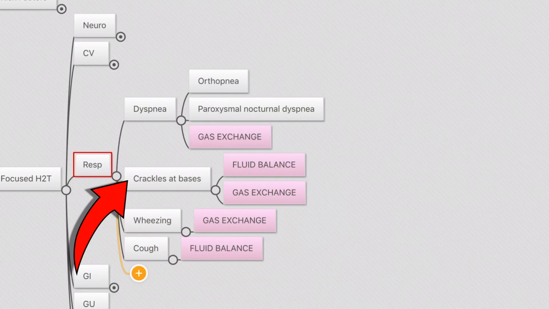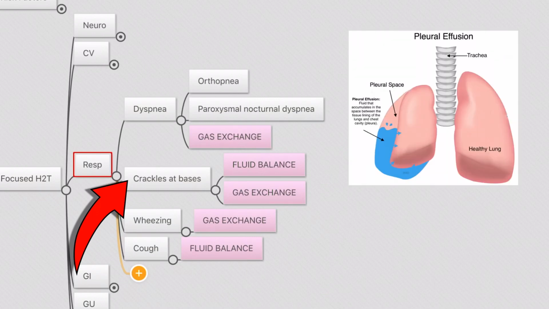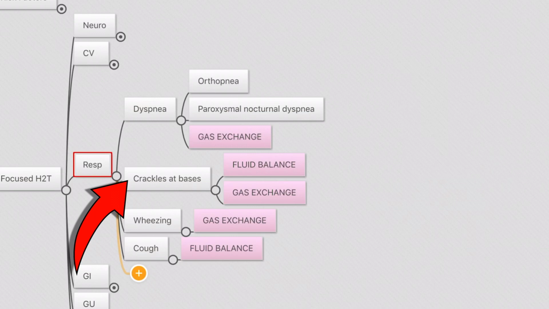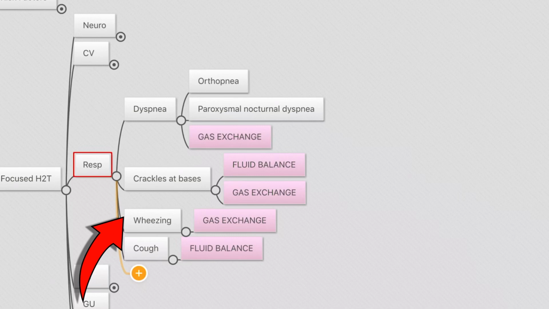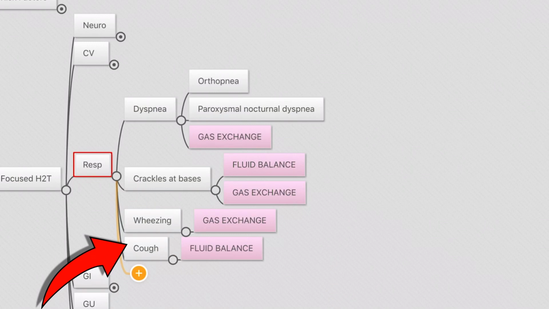Crackles at the bases because of fluid accumulation, so fluid balance is a problem, and if there's fluid accumulation in the pleural space or even in the alveoli, then it's going to impair the gas exchange. Wheezing, sometimes the patient might have a problem with bronchoconstriction, and that might lead to impaired gas exchange. Cough. Patients sometimes might have too much fluid in the pleural space or even in the alveoli, that can be due to fluid balance and lead to cough.